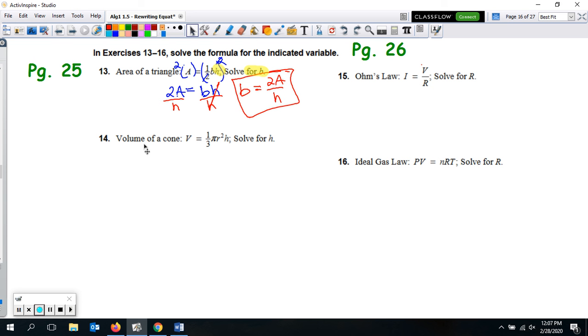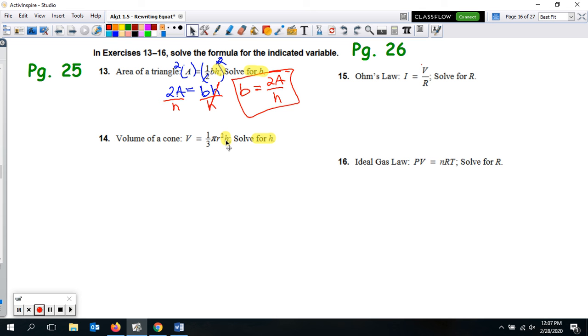For number 14, the volume of a cone. Here's the volume of a cone formula. You probably don't really need that until you get to geometry, but sometimes this can be helpful if you're ever going to work with any kind of cone situation and trying to find the volume. So the first thing we identify is we're solving for H, right there. H is over here at the end of this formula.